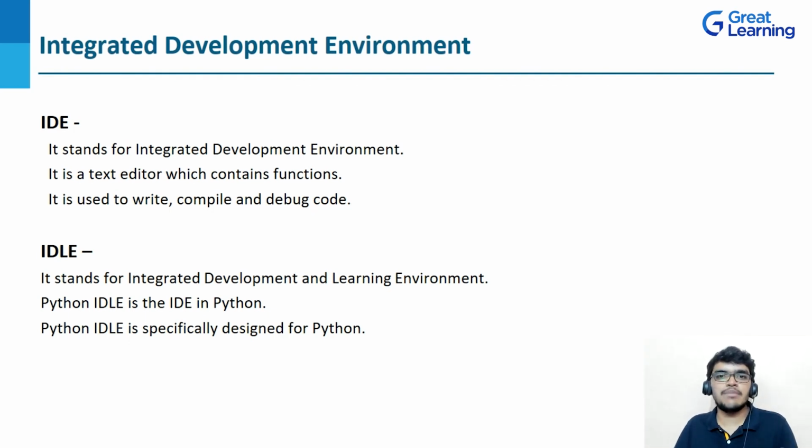Now you might ask, what's an example of an IDE? Let's take an example for Java. For Java we use NetBeans. Similarly, for Python we can use Python IDLE as the IDE, right? An IDE is used to write, compile, and debug code. Now coming to IDLE, as I told you, Python IDLE is the IDE for Python and it is specifically designed for Python itself. So this is the basic idea about IDE, that is, Integrated Development Environment.